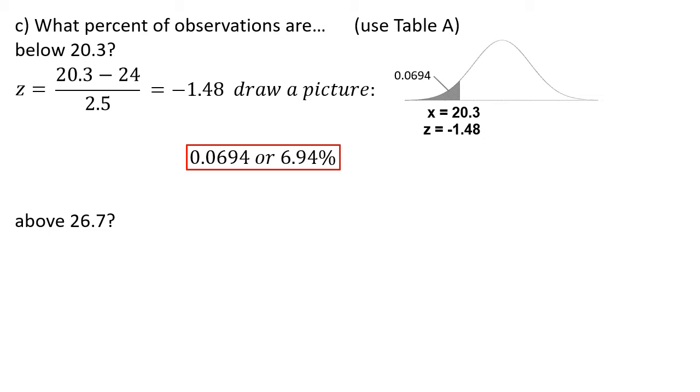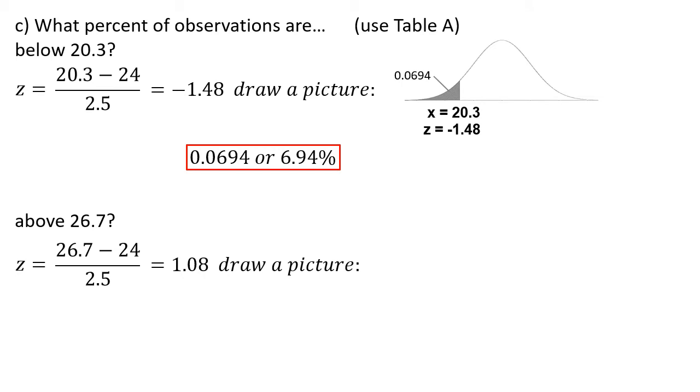All right, so now let's look at this one. Above 26.7. First, we want to find the z-score: 26.7 minus 24, and divide that by 2.5. So clearly our z-score is positive here. And draw a picture. The picture just helps you visualize which area we're dealing with. We're shading the region to the right, so you have to be careful. The table does not give us areas to the right. It only and always gives us shaded regions to the left.